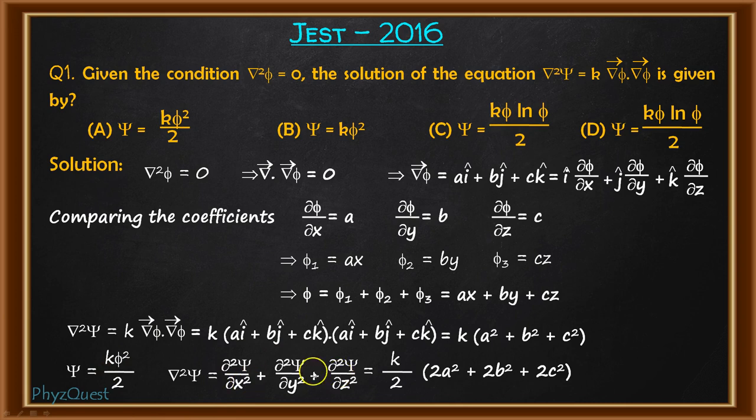When we doubly differentiate it, the respective terms will yield the square of the constant terms, that is 2a square, 2b square, and the third 2c square, and already there is the k by 2 term. So ultimately this will be equal to k into a square plus b square plus c square. So here this solution is actually matching with whatever we have done in the analysis.